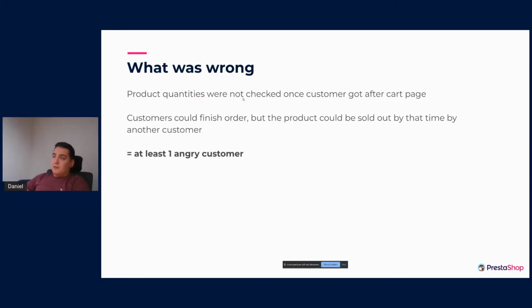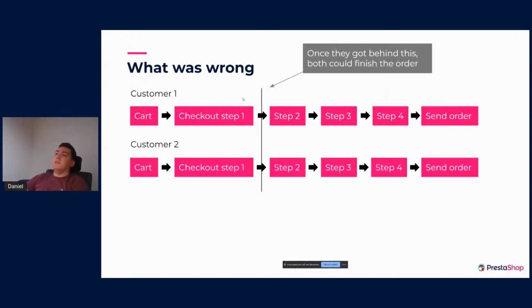So because the quantities of the products and then minimal quantities and stuff like that is checked only on the cart page, and if the customers got after the cart page into the checkout, there was no check anymore. So if they got there, they could finish the order just fine, even though the product was not in stock. So basically, this is how it looks. You had two customers, and basically the quantities were checked only till the first step. I think in the first step there was some kind of check, but once they got after this black line, like nothing could stop them from ordering the product.